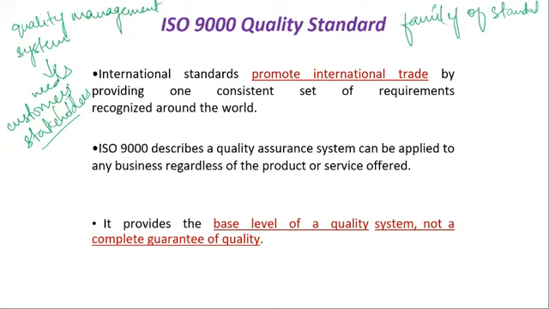As this is an international standard organization, these standards are accepted worldwide. They promote international trade as they're acceptable by different countries, by providing one consistent set of requirements that are recognized around the world. As every organization has some specific goals and criteria that need to be met, this organization has a set of requirements that are followed the same in every country.